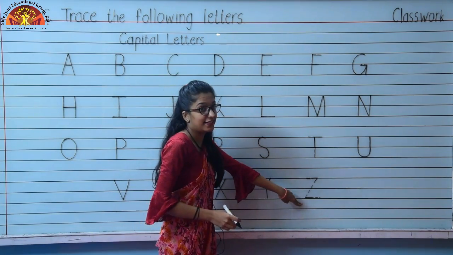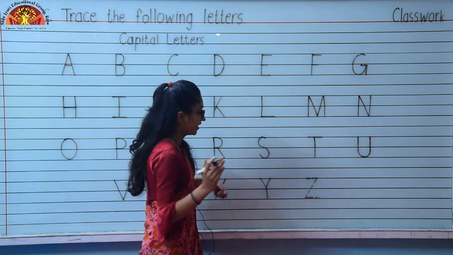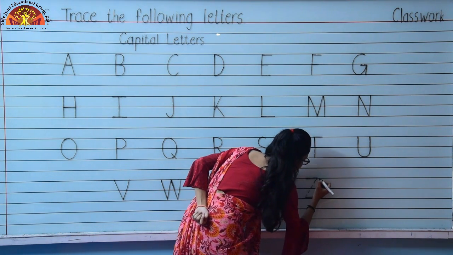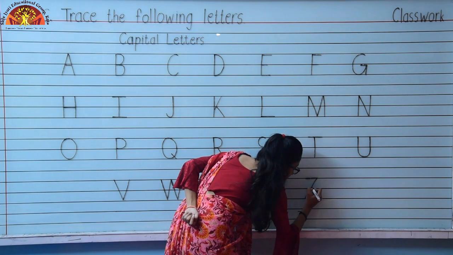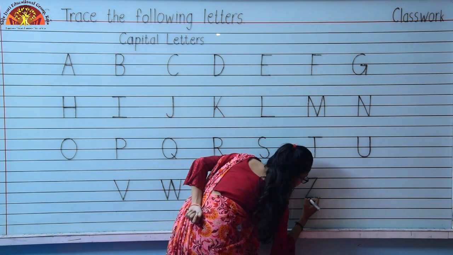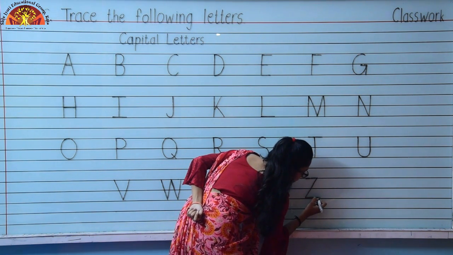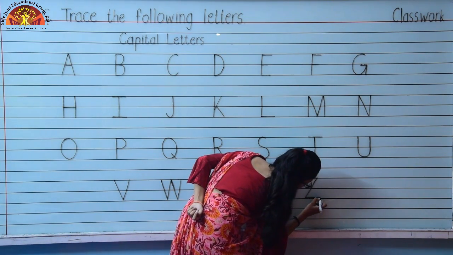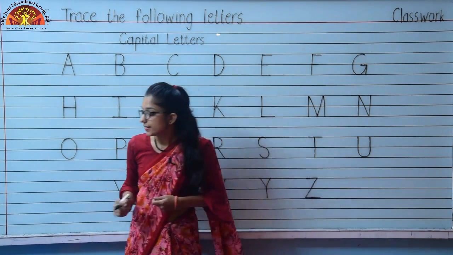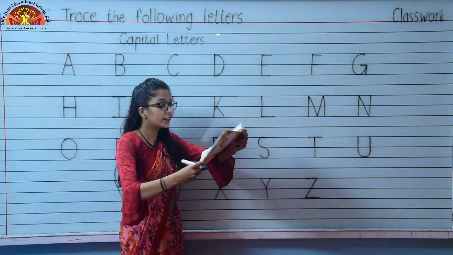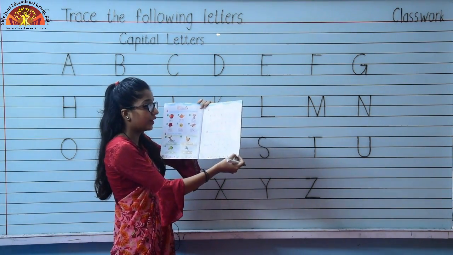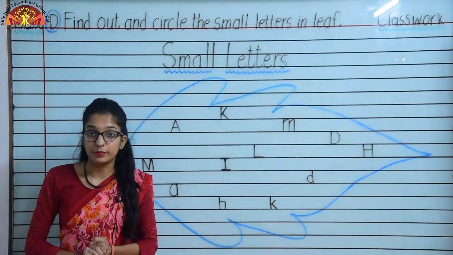Now last letter is letter Z. Let's do tracing. Draw sleeping line, slanting line, properly, then sleeping line. Like this. This is capital letter Z. So kids, like this you have to do this work in your English pre-primer book on page number 111. So kids, now come to question number D.